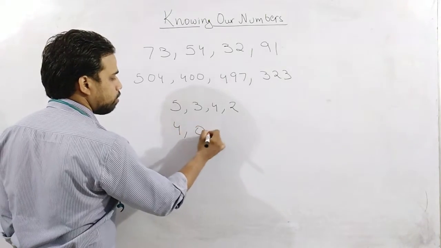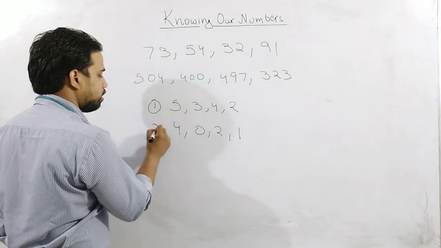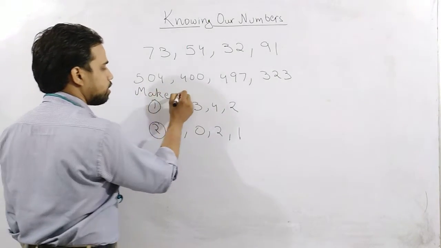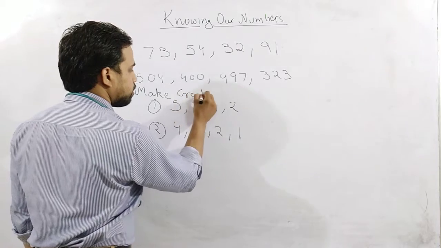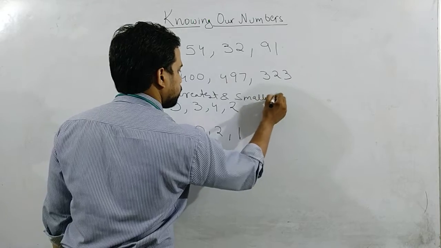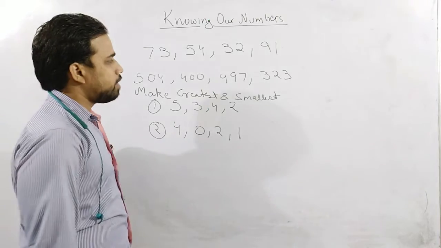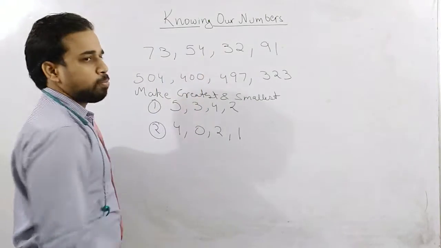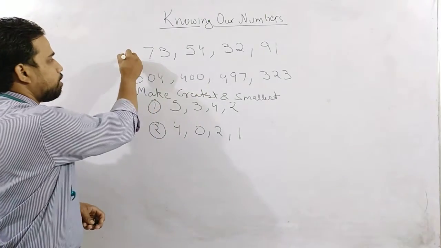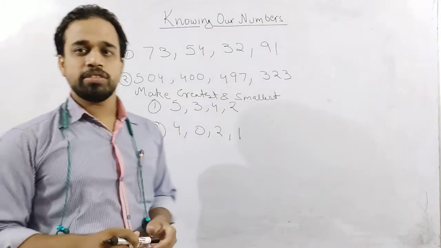4, 0, 2, 1. This is question 1. This is 2. You have to make greatest and smallest from these 4 digits, and you have to find the greatest number from the above 2 questions, from this one and this one. I hope you are getting this.